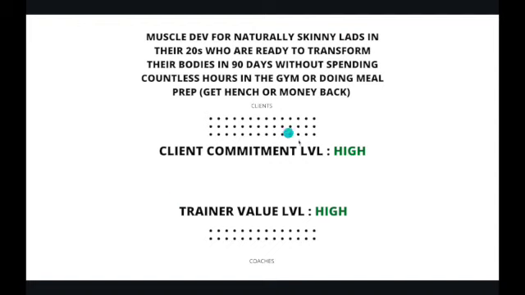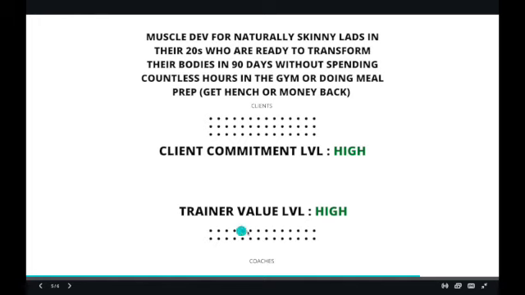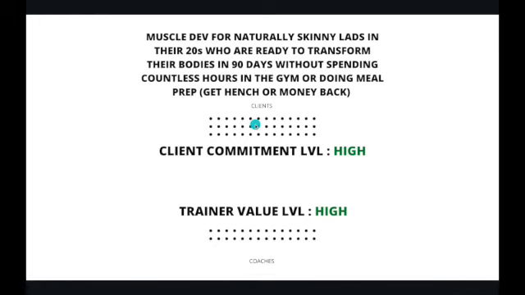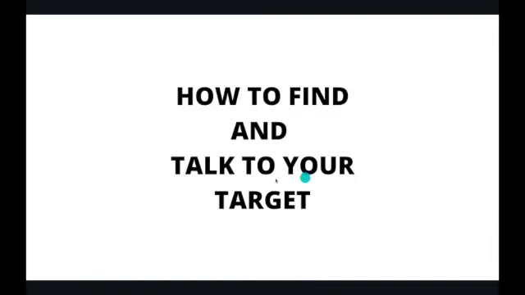Here, you're in the green zone as well, because there's actually fewer coaches that will have this offer than there are clients that are looking for it, if that makes sense. So there'll be more clients that need this than there are coaches that are providing it, which puts you in the green zone for commitment level and value level. So next thing we're going to go over is how to find and talk to your target.